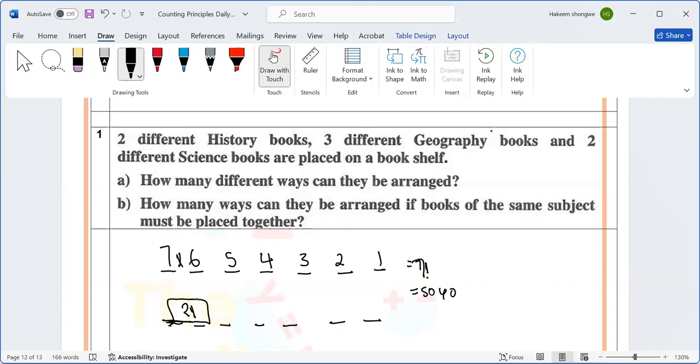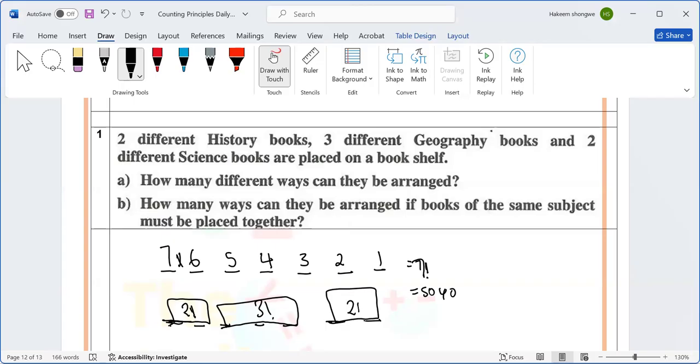Now, how many geography books do you have? 3. The 3 shall become 1. And then I go inside the geography books and say I can arrange them 3 factorial ways. What does 3 factorial mean? Because the books are different, I can start with the one I had first, and then vice versa. How many science books do I still have? I have 2 science books, so this one here is 2 factorial. Now I'm done putting them together.